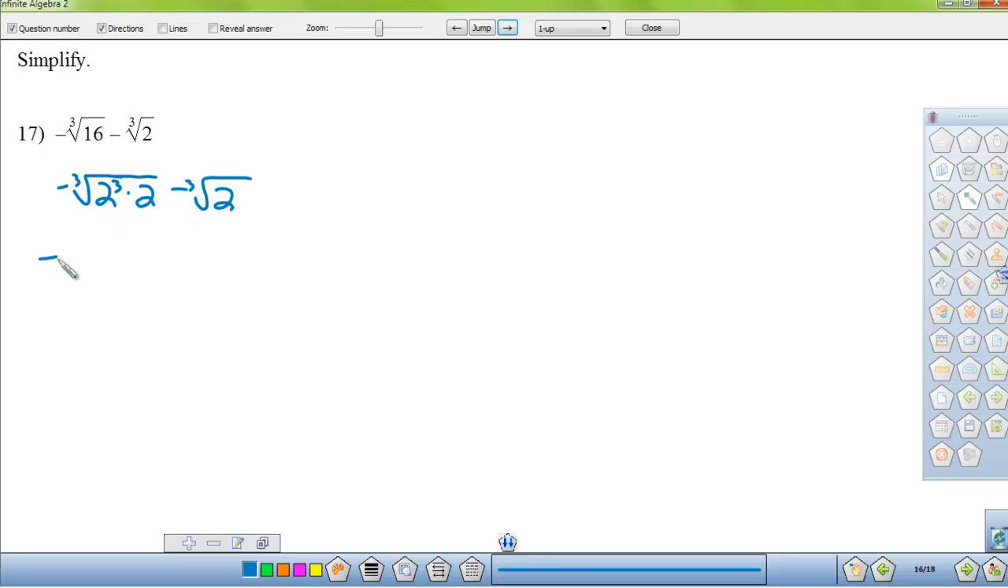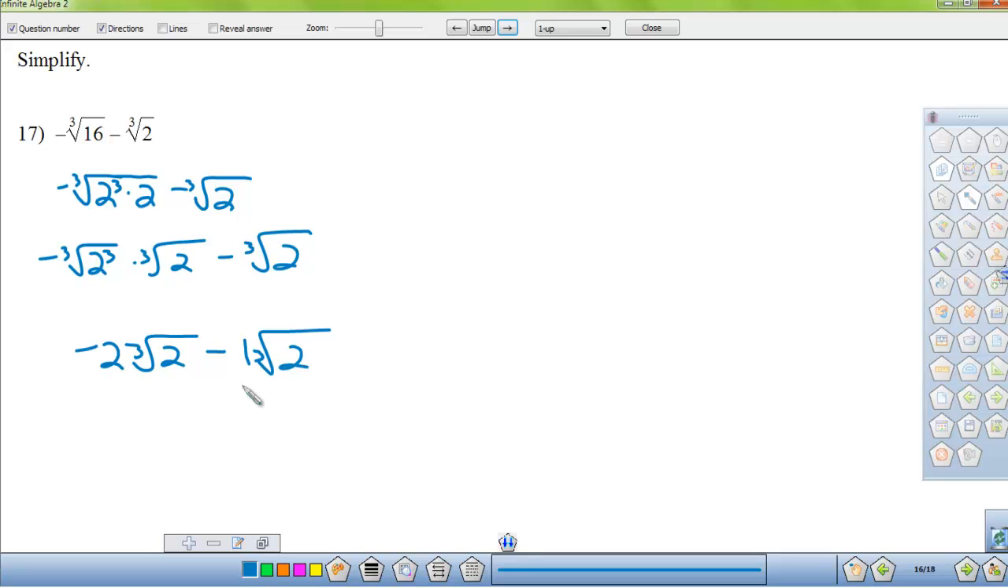And again, if you want to split this up, you can split up this radical to the cube root of 2 cubed times the cube root of 2 minus the cube root of 2. And this we know simplifies, this 3 and this 3 cancel each other out. So that gives me negative 2 times the cube root of 2 minus 1. I'm going to put that 1 there because it's implied. Minus 1 times the cube root of 2. So again, looking at this, we can see in order to combine, we must be the same kind. Negative 2 minus 1 is negative 3 times the cube root of 2.